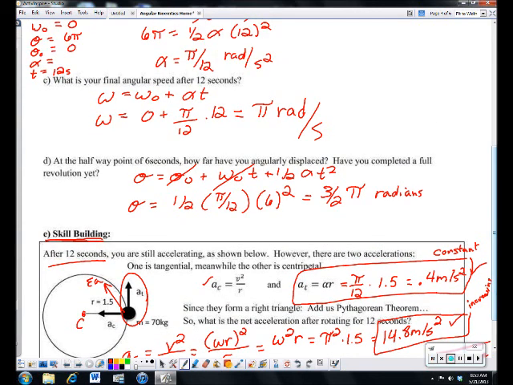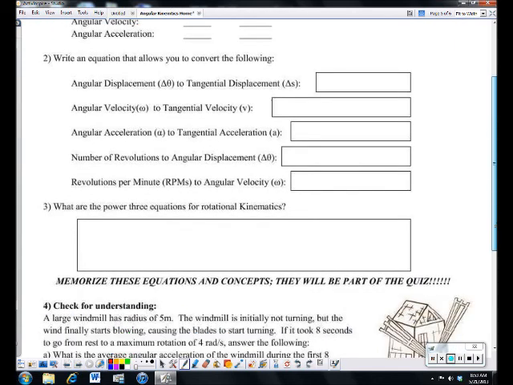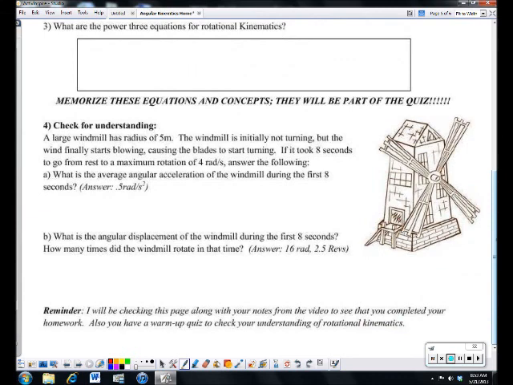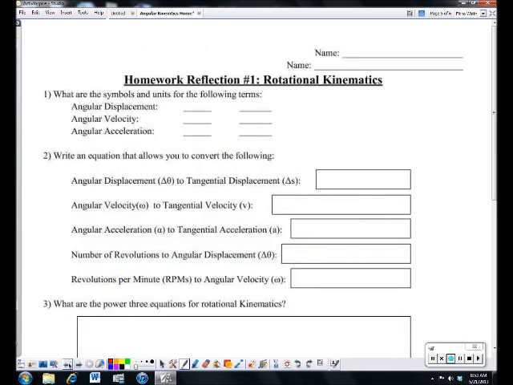Real quick, for next block, finish your homework reflection and answer these questions. The first part you should have memorized and be able to repeat. You should also be able to use your Power 3 to answer a simple question. I also have on the homework page, on the back, some extra videos, notes, practice problems, and conceptual building if you need any extra help. Take a look at those if you need to, but hopefully you come in prepared.